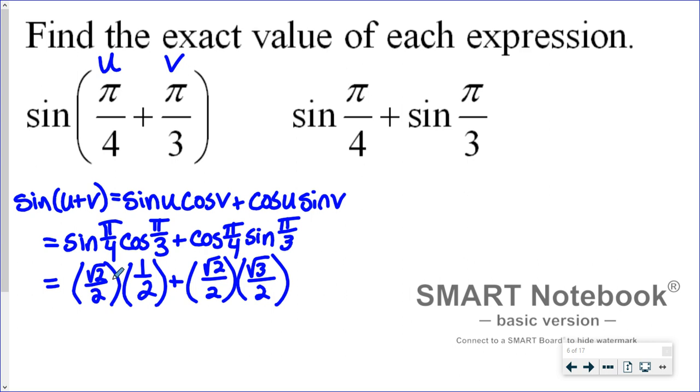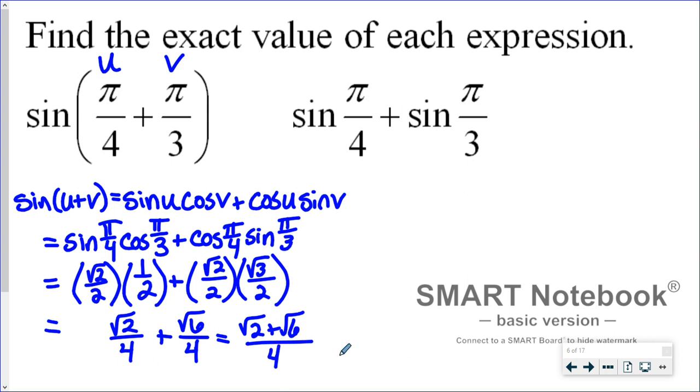All right, so of course when we multiply fractions, we multiply across the top, multiply across the bottom. So this will then become the square root of 2 over 4 plus the square root of 6 over 4. And since these have a common denominator, you can just say the square root of 2 plus the square root of 6 all over 4.